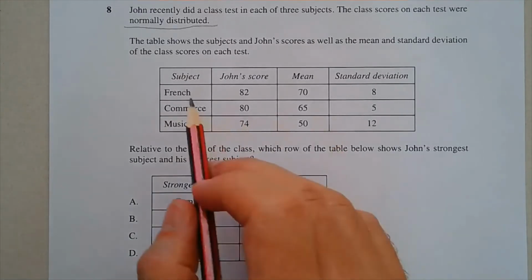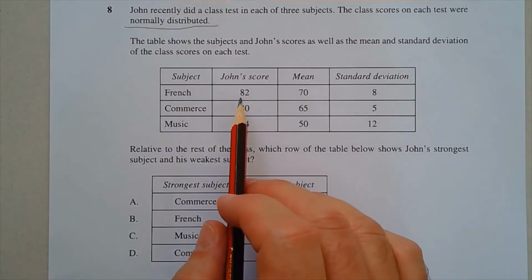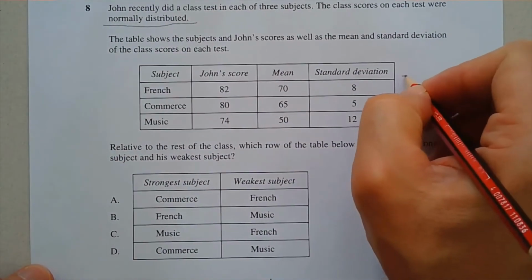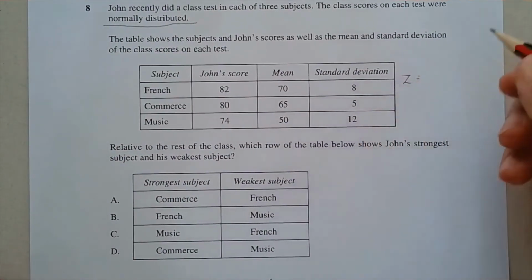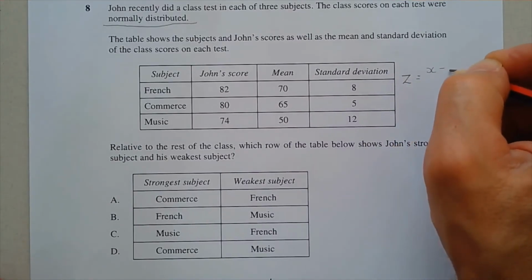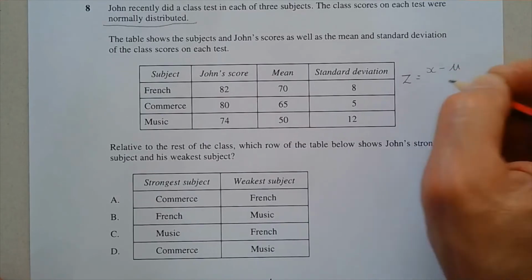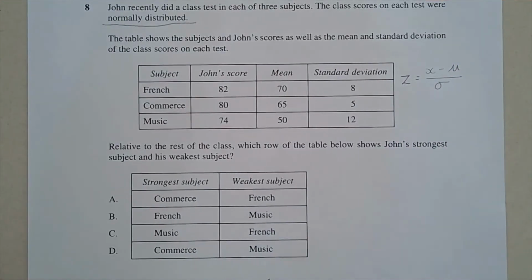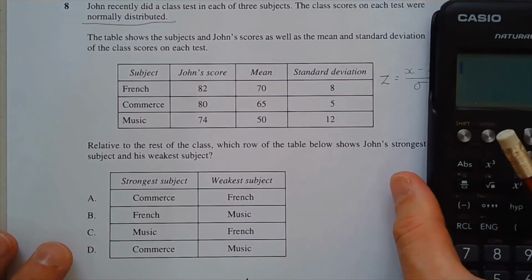All right, so let's work out each one of these. So the Z-score formula, and this will be on your formula sheet, but I'm just going to write it here. Z is equal to X, so the score, minus the mean, over the standard deviation. All right, so using that, let's work out the Z-score for each one of these subjects.